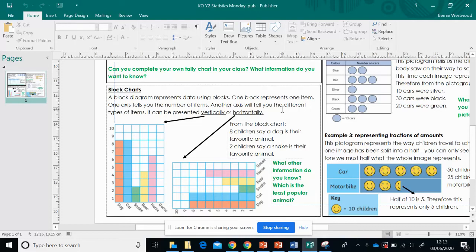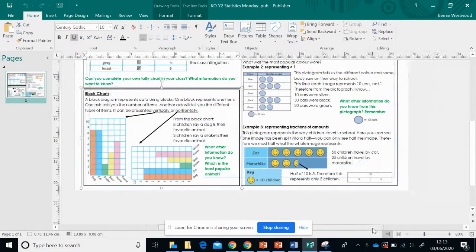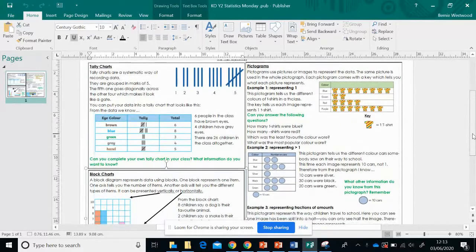A really quick video just on block charts because I know we haven't done it yet together, but I think you're going to be absolutely fine with it. So just reminding you that you've got your knowledge organizer that's saved on the home learning folder for this week and for last week. Now we've looked at tally charts.